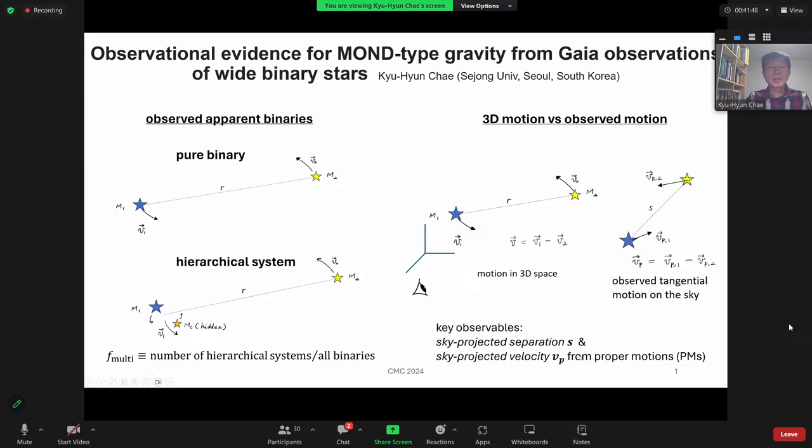Here, because apparent binaries can be either a pure binary or a hierarchical system, and in general we do not know the ratio, we have to assume a parameter. I'll call it F_MRT, and this parameter has to be calibrated or determined from the modeling.